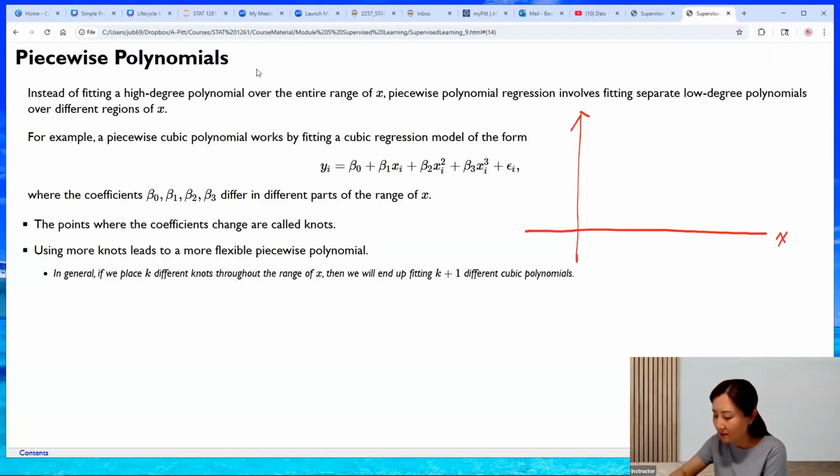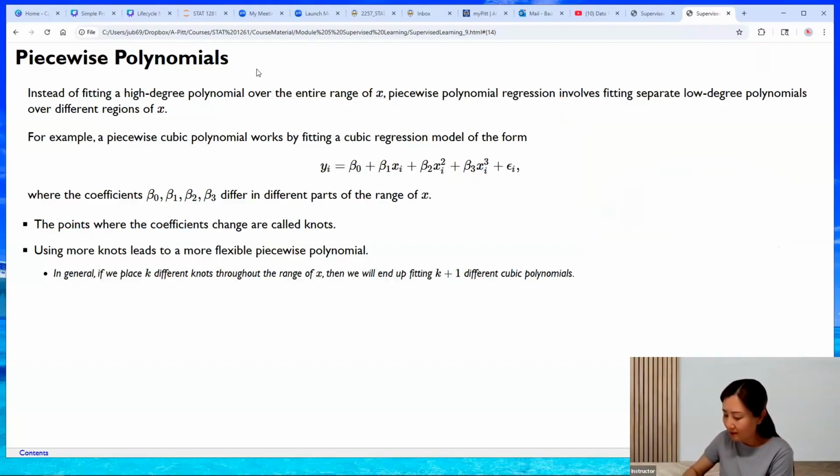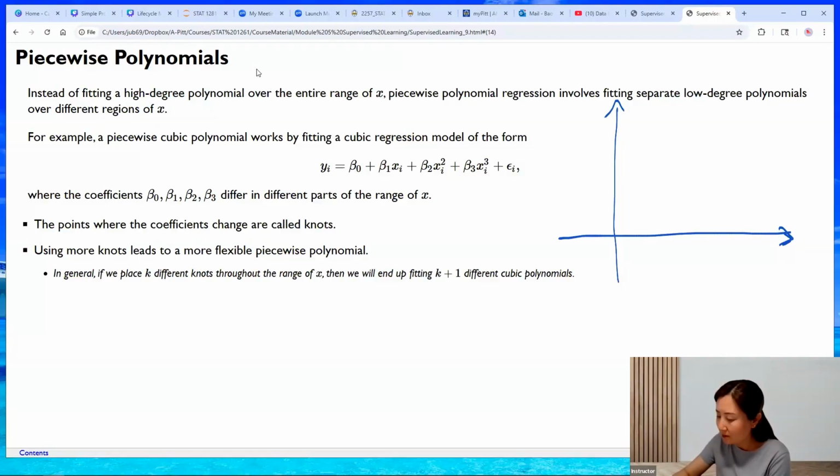Suppose this is x, this is y. We fit one model over the region. Piecewise polynomial will not do this. It will actually separate the entire region into intervals, for example, into 3 intervals. Then it will fit a polynomial regression model on each interval. For example, here, and here, and here.